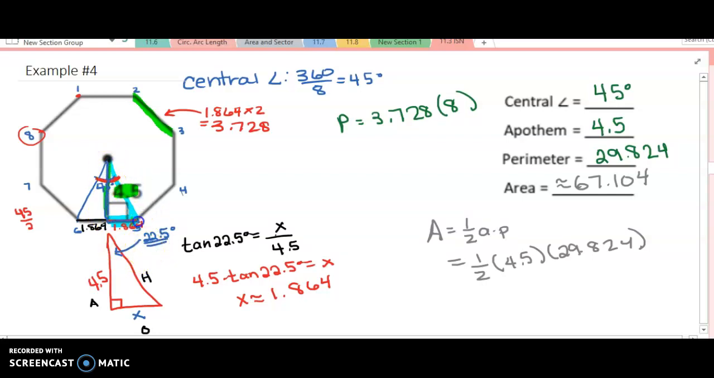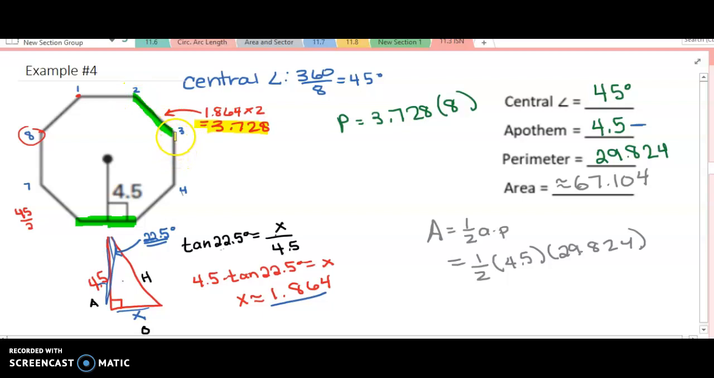So I've taken this triangle here and I've drawn it below. I know my apothem's 4.5. And then I want to know this side length because this is half of the side. So I'm going to use tangent. Tangent 22.5 equals x over 4.5. I get 1.864. So this piece right here is 1.864. So if this piece is 1.864, this piece has to be 1.864 as well. So 1.864 times 2, I got 3.728 is the length of one side.